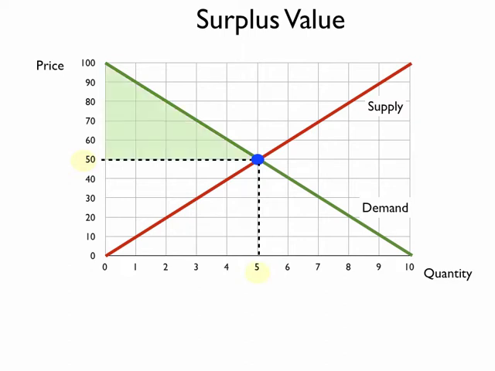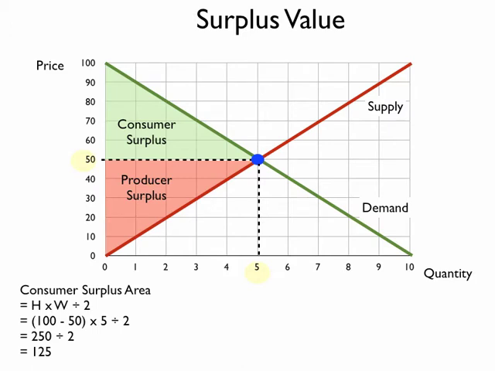The area here above the price and below the demand curve, note the price is 50 and the demand curve is downward sloping, the green line. That area, that triangle there, we call the area of consumer surplus. Now the area below price and above the supply curve, above the red line, we refer to as the producer surplus. Those two areas together we call total economic surplus, or just economic surplus for short.